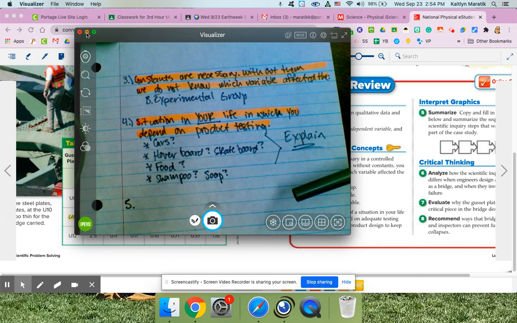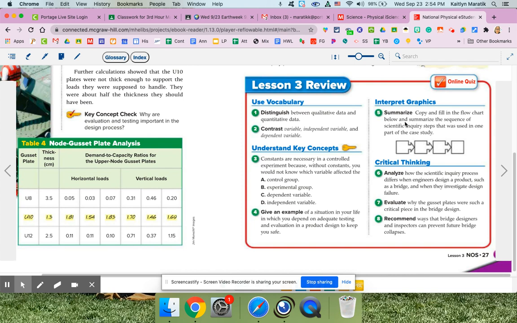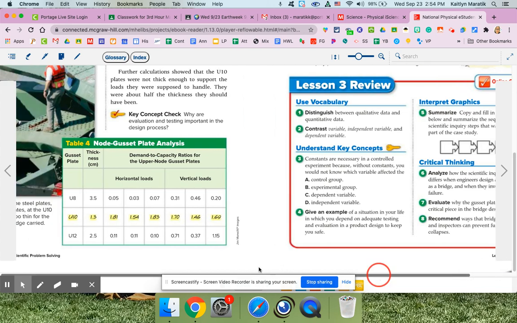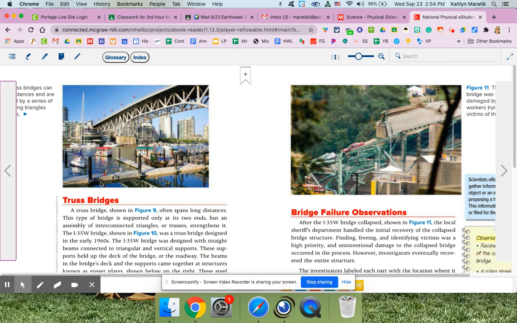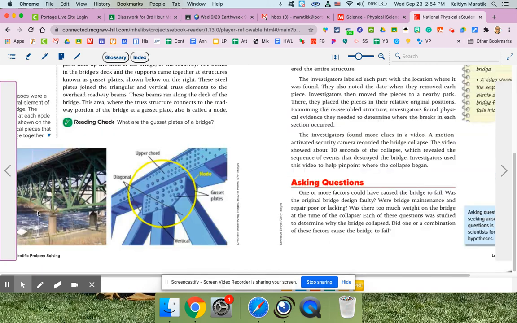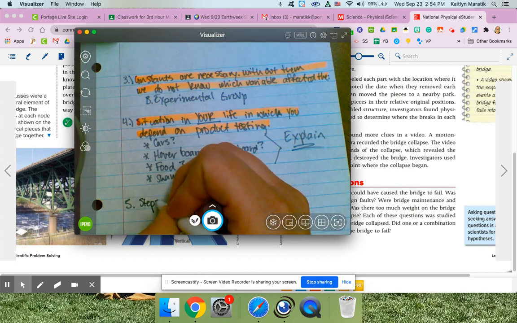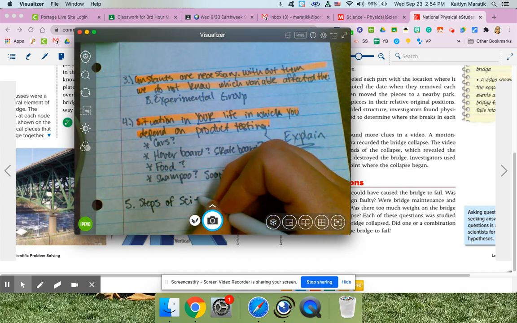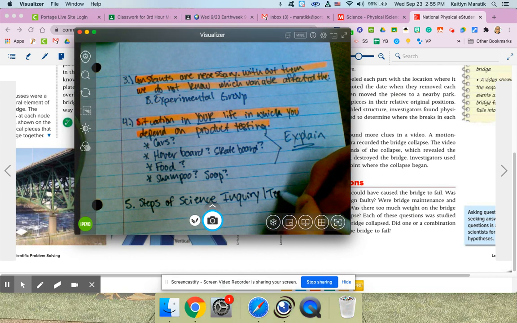On to number 5. It says summarize, so we want to copy and fill in the chart below with a sequence of scientific inquiry steps that was used in one part of the case study. Okay, if you want to make the little boxes with the perfect little arrows, go for it. But what I think I am going to do is just go to the very beginning. So first up, what we can write down is steps of science inquiry or testing.